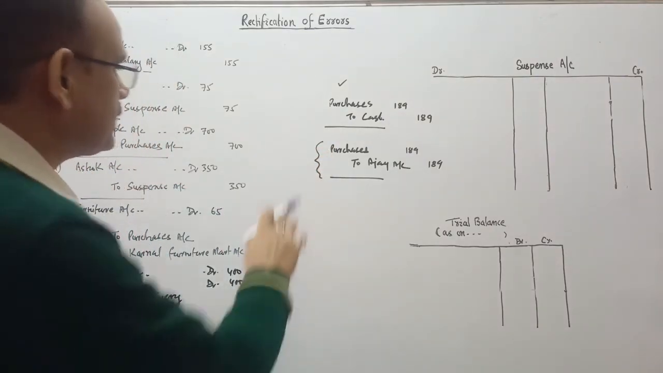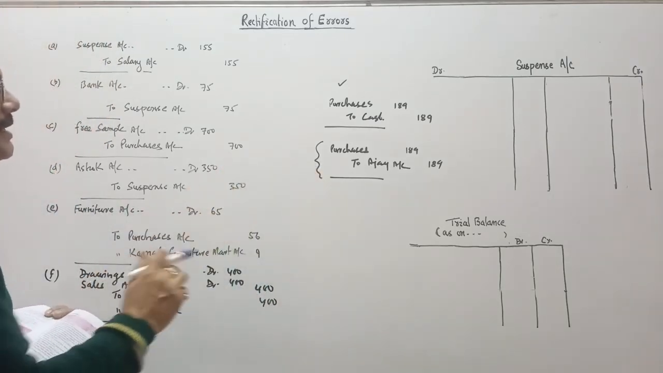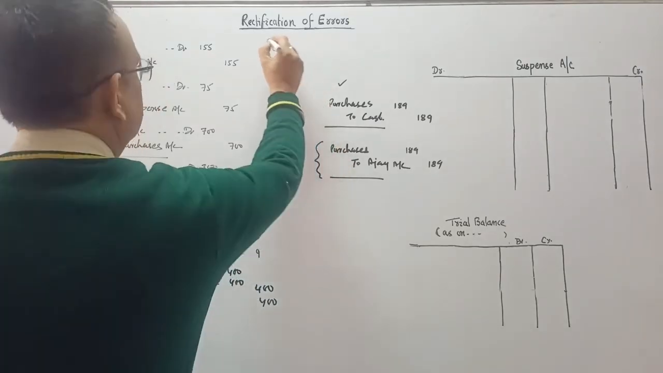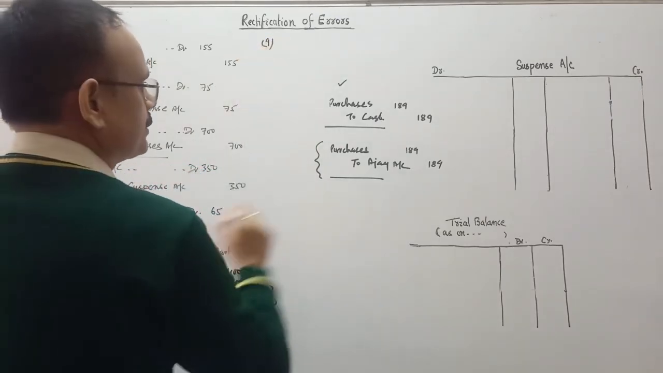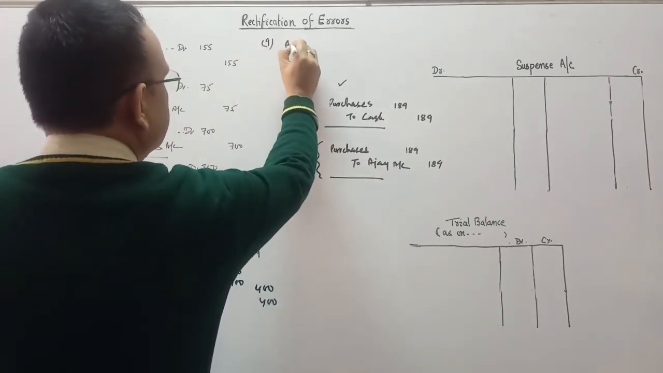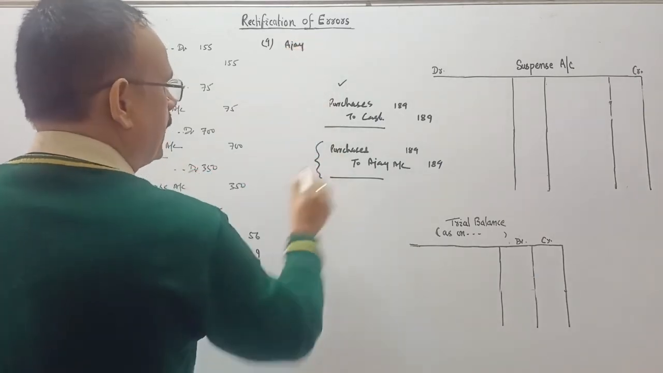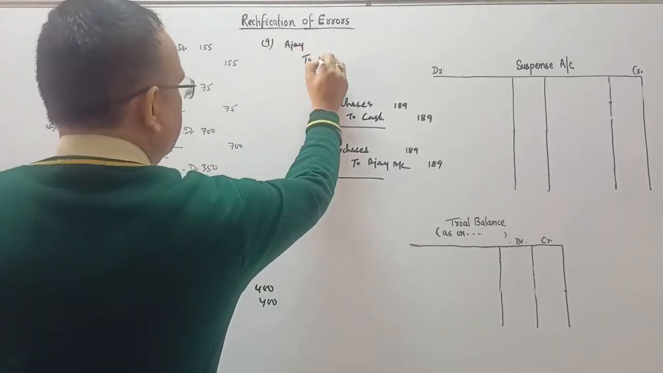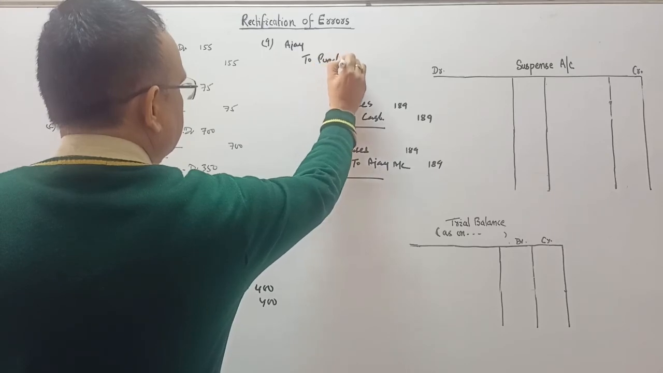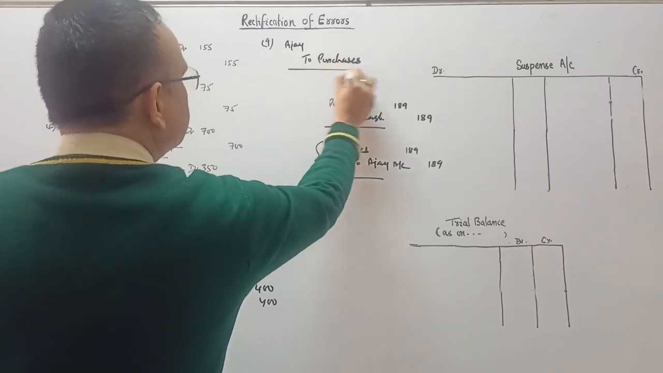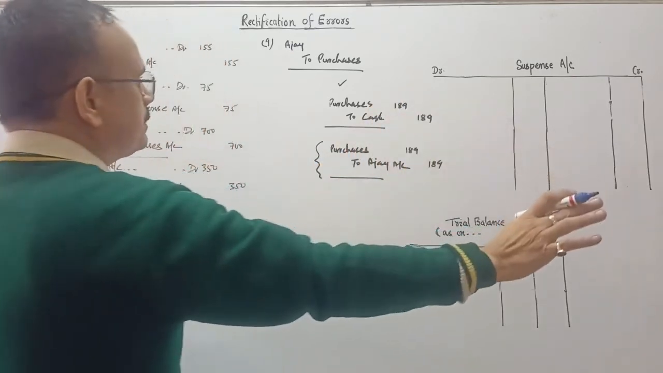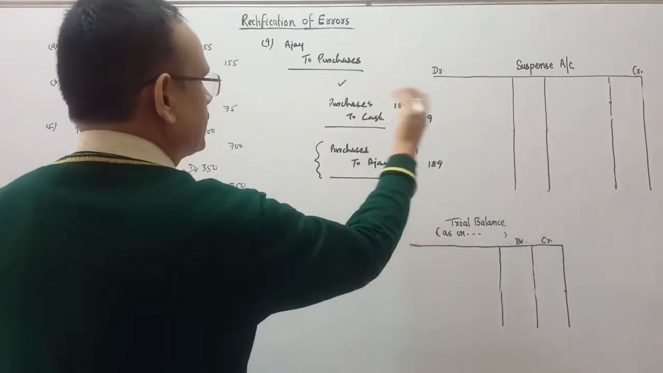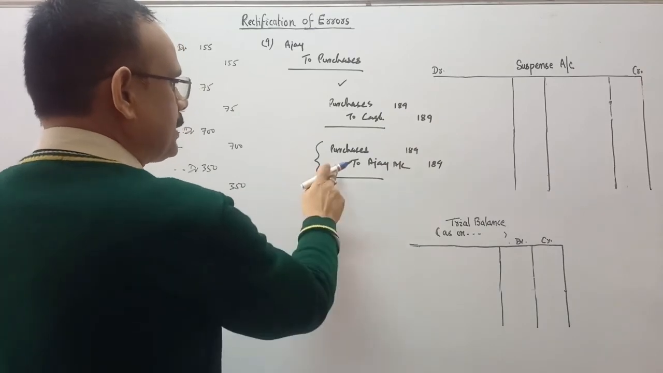We have to cancel this one. For cancellation, we will do it in point number G, error number G. So Ajay account will be debited and purchase will be cancelled. Purchase will be credited. Only this will be cancelled. This will be intact in the record.